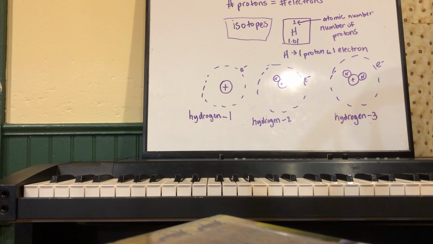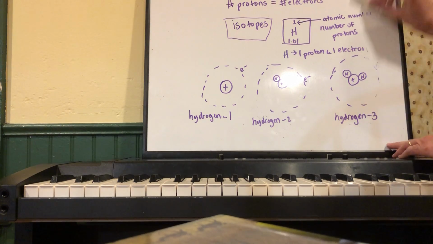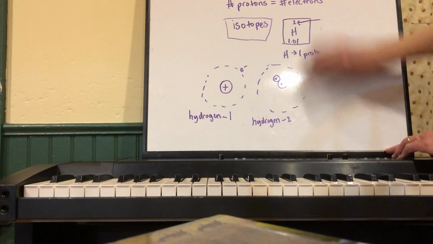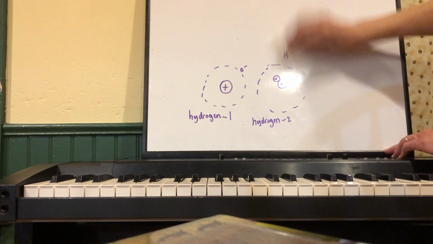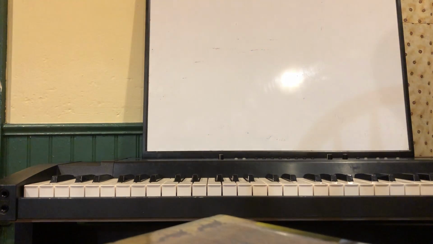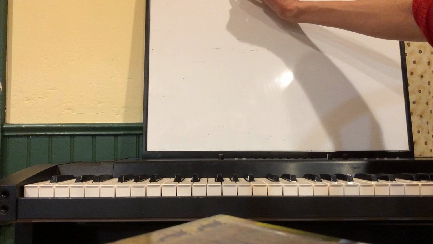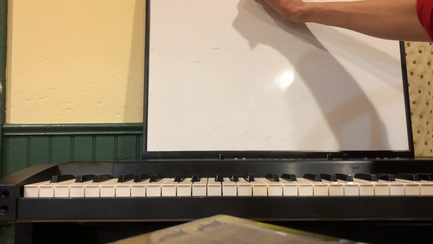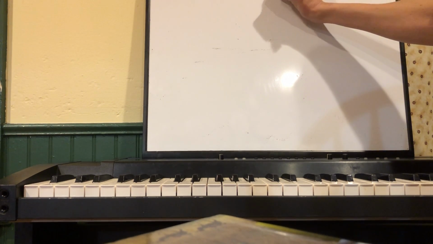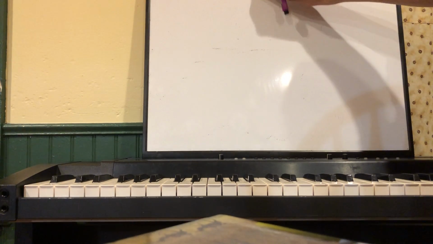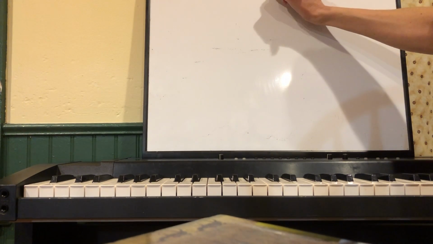All right, so I'm going to erase the board so I can write this example on the board. So hold on a second. Okay, so all atoms that make up the element nitrogen have 7 protons. If a particular nitrogen atom has 8 neutrons, what is its name? Okay, remember we name them based on the mass number.